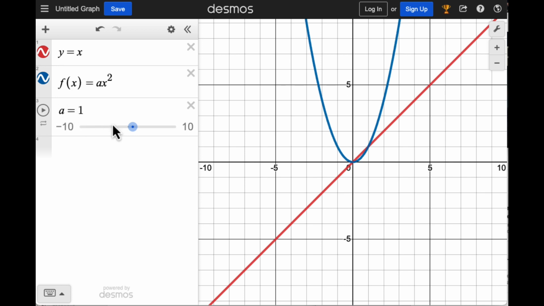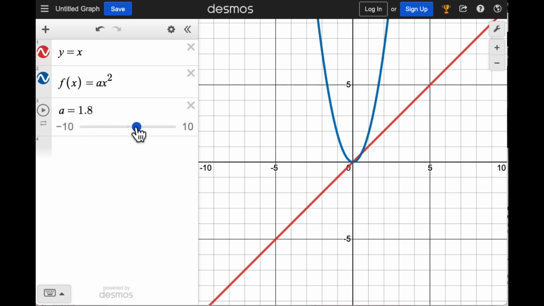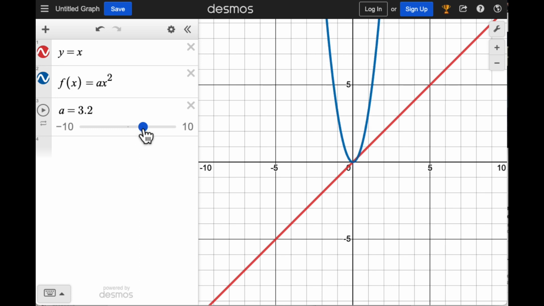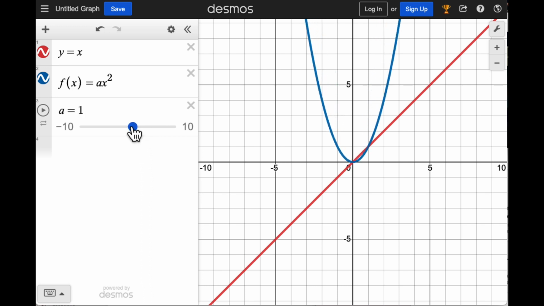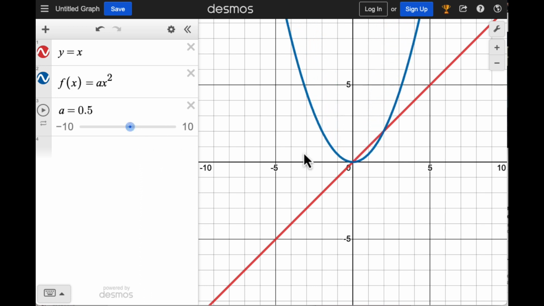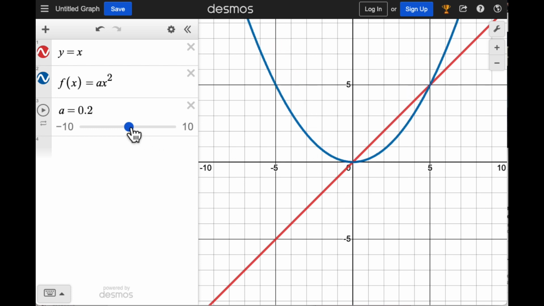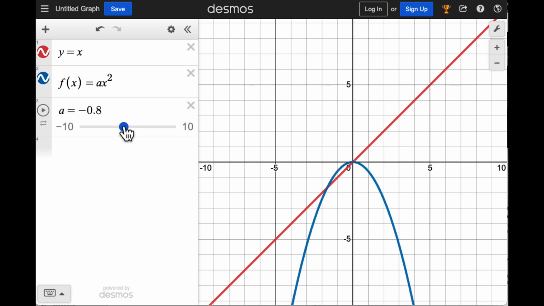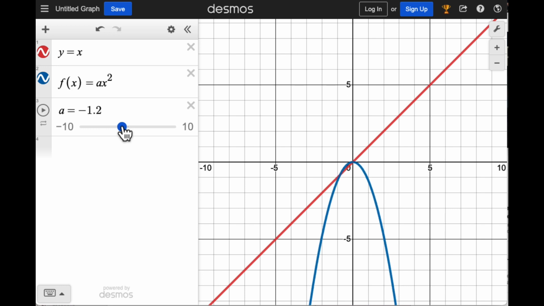Go ahead and change the value of a. Try these cases. A greater than 1. See how the parabola gets narrow? Now try a in the range between 0 and 1. So, for example, 0.5. See how the parabola gets wider? And now let's take a look at a less than 0. So a is negative. See how the orientation of the parabola changes? So let's set a back to 1.